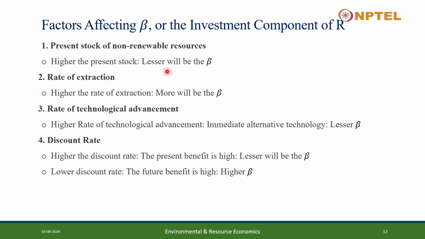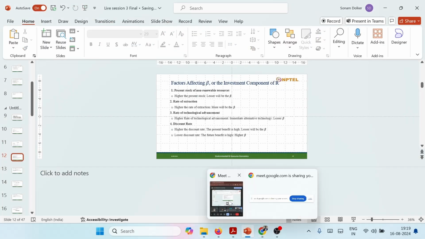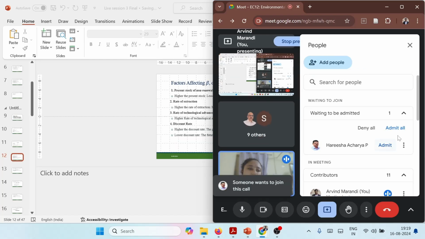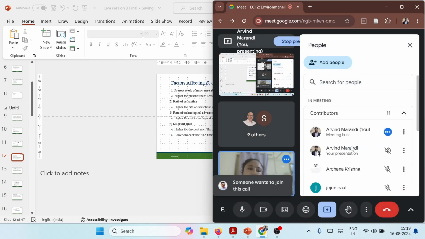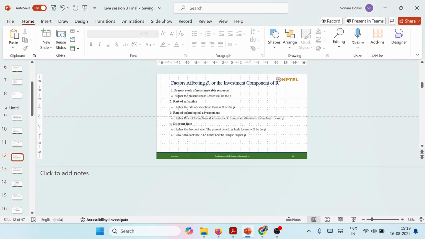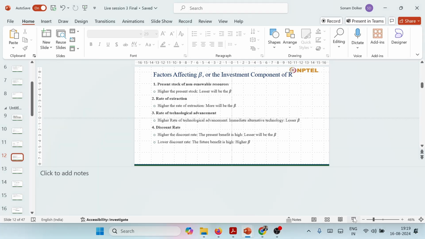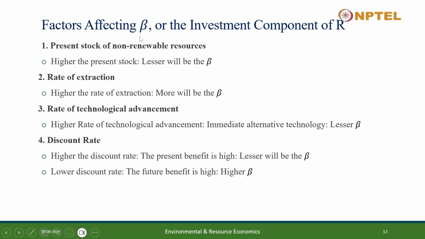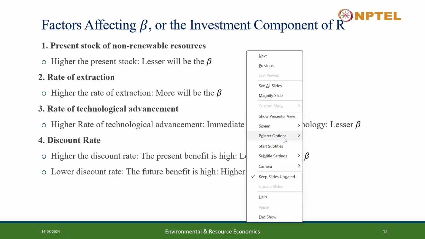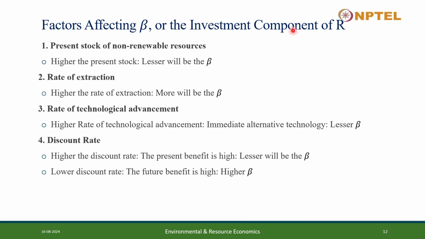The factors by which the investment component is affected are: first, what is the present stock of non-renewable resources? If we have an abundant amount of non-renewable resources, then we don't have to worry about the future. So we can just use the resources at present. So the investment is dependent on stock. The higher the present stock, the lesser will be the beta, so lesser will be the need for investment. However, when there is lesser stock, then there is a requirement of investment in renewable resources.